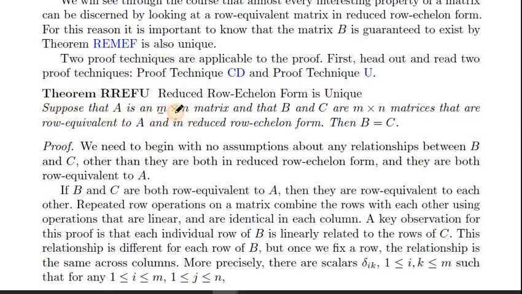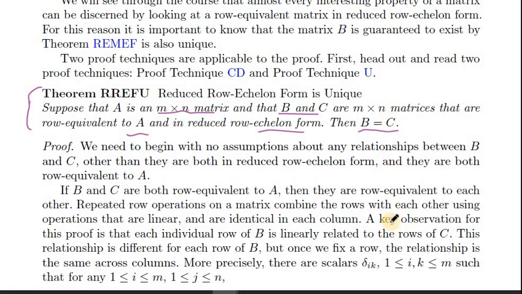Suppose that A is an m by n matrix, so A can be any matrix, and B and C are m by n matrices that are row equivalent to A and in reduced row echelon form. Then B equals C. All right, so this says that for any matrix, when you row reduce it, there's only one possibility. It can't row reduce to two different row echelon forms. In other words, each different row echelon form is distinct. You can't reduce one row echelon form to another row echelon form.